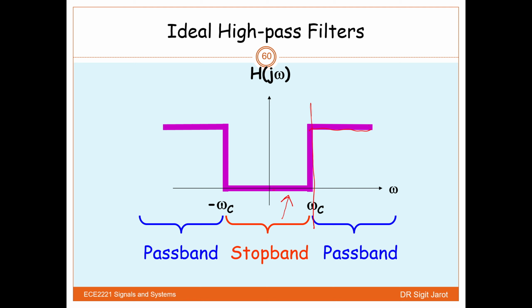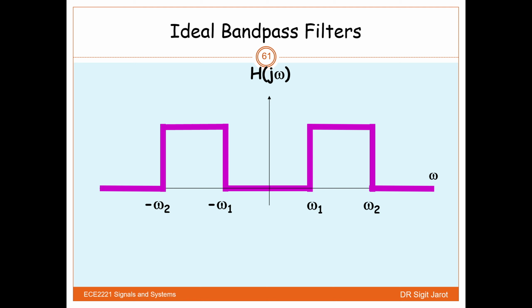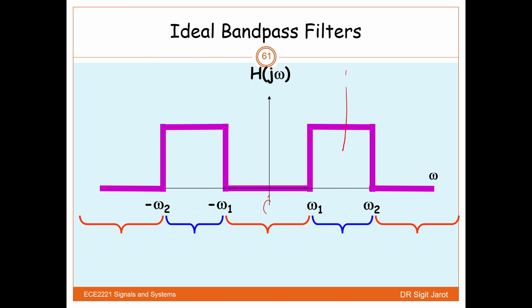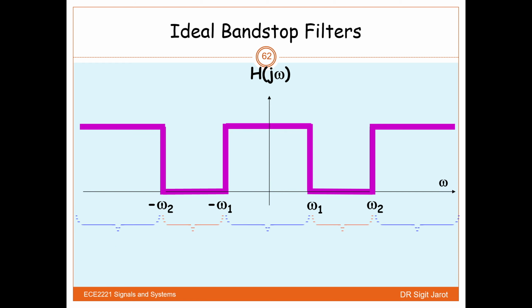We also have band pass, the combination of stop and pass. At band pass, at 0 it will have rejection, and at high frequency it will pass. This one is band stop. At high frequency it will stop the frequency, and here at 0 it will pass.